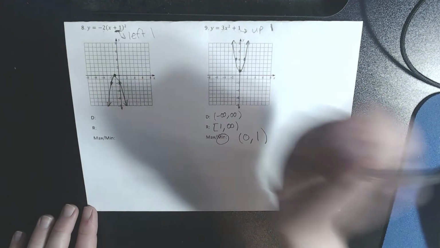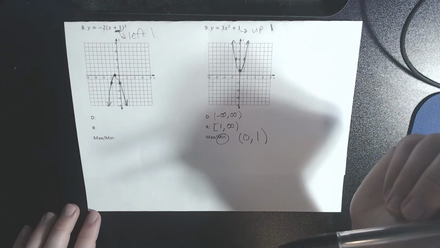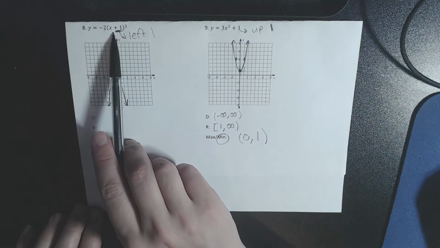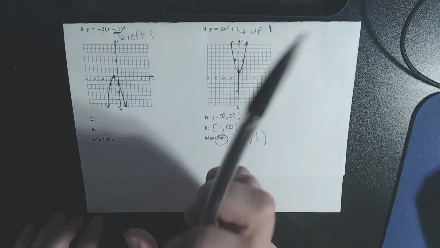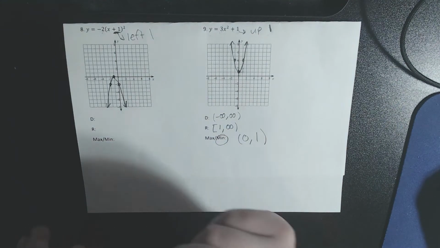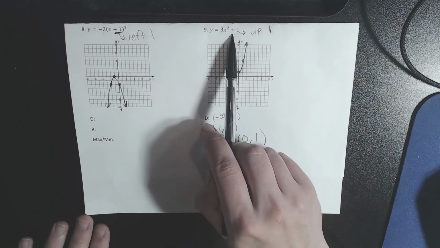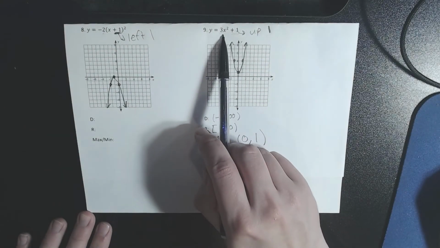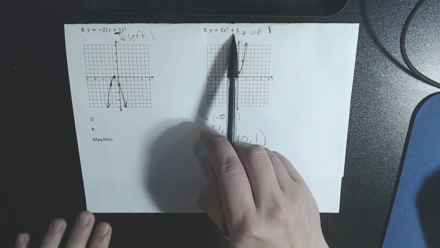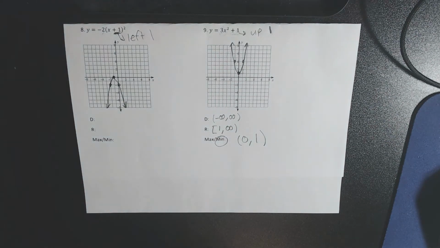So why is it left 1 and not like up 1 or like down 1? Well, the 1 is in there next to the x, and so that means it's affecting x, and it's going to do the opposite because it's inside with the x. So we're going to go left. Okay, this one was going up because the 1 wasn't inside with the x inside the square, right? It's outside the square, so that's going to kind of be affecting the y. Okay.